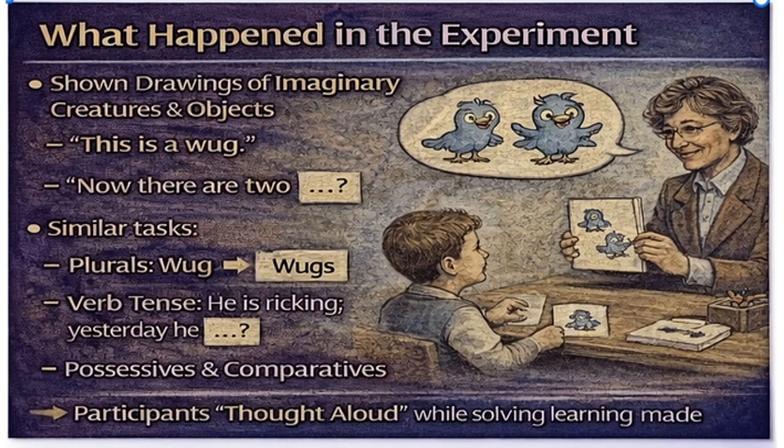In the experiment, young children were shown simple drawings of imaginary creatures and objects with made-up names. One of the most famous examples involved a creature labeled a wug. The child was shown a single creature and told, "This is a wug." Then the child was shown two of them and prompted with the sentence, "Now there are two." Similar tasks tested plural formation.